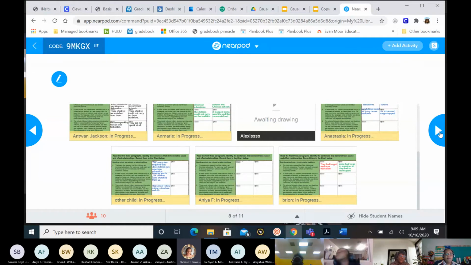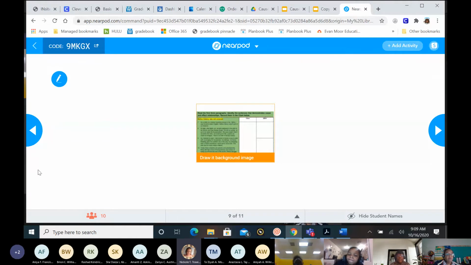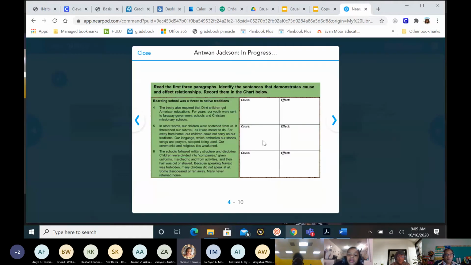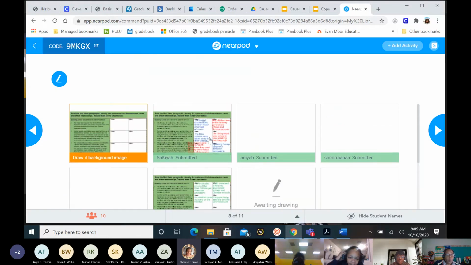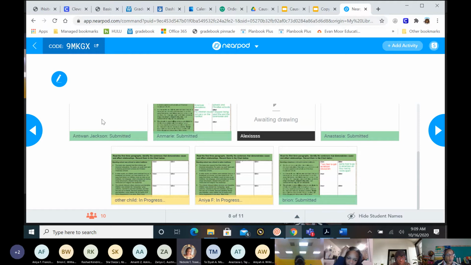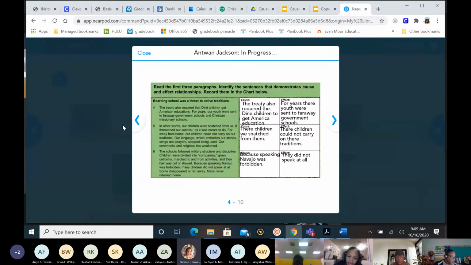So now we're moving on to question 6. Give me a second. Okay. Question 6 reads, the school followed military structure and discipline. Children were divided into companies, given uniforms, marched to and from activities, and their hair was cut or shaved because speaking Navajo was forbidden. Many children did not speak at all. Some disappeared or ran away. Many never returned home. Antoine, can you go ahead and give me your answer for cause and effect?